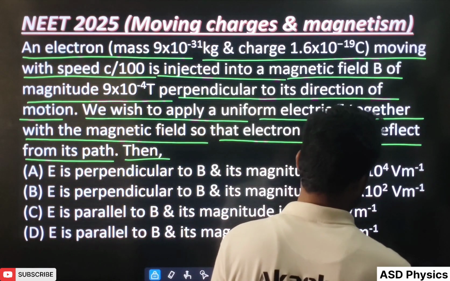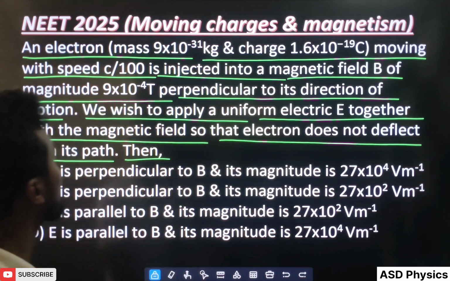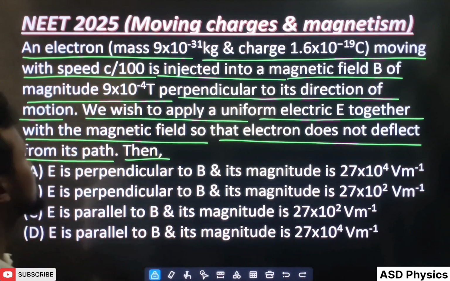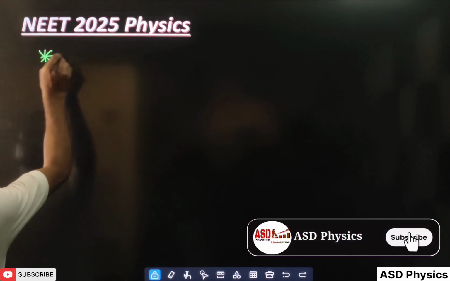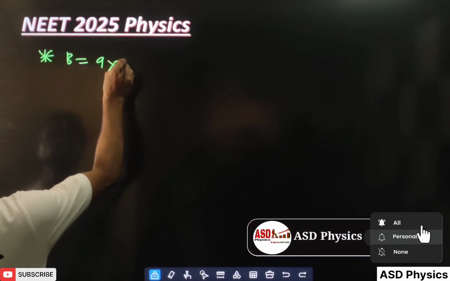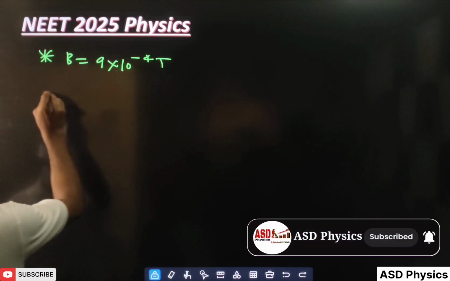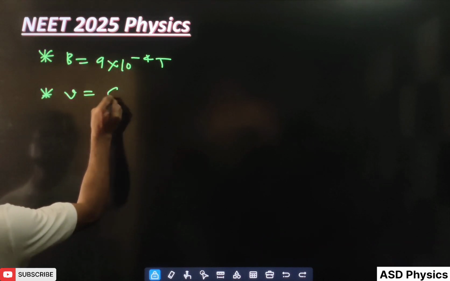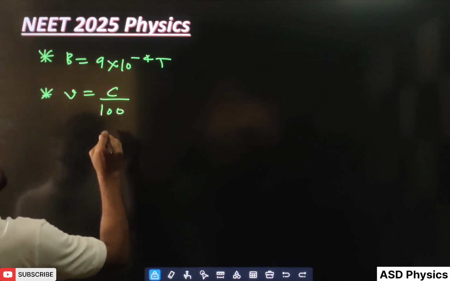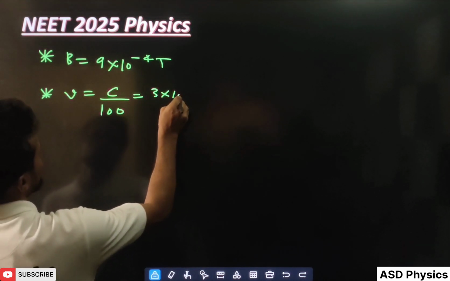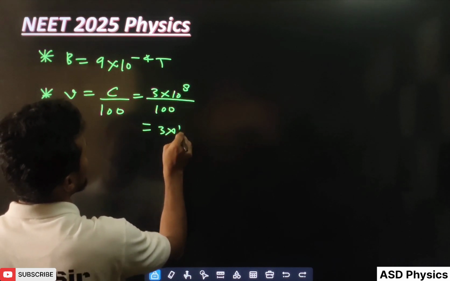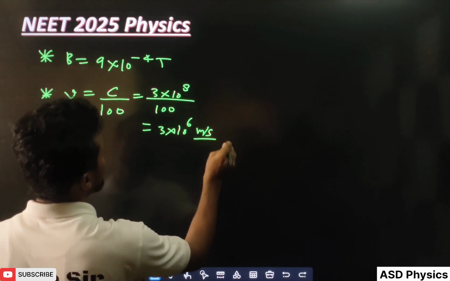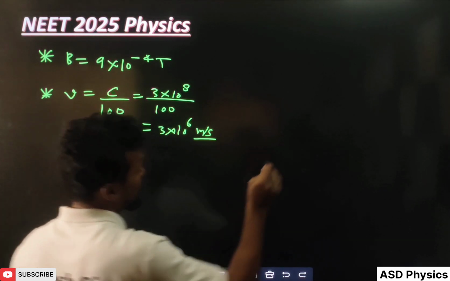So in a velocity selector, first let me note the values. B is given as 9 into 10 power minus 4 Tesla. And the speed of the electron is given as c by 100. C value is 3 into 10 power 8, the speed of light, divided by 100, or we can say 3 into 10 power 6 meter per second.